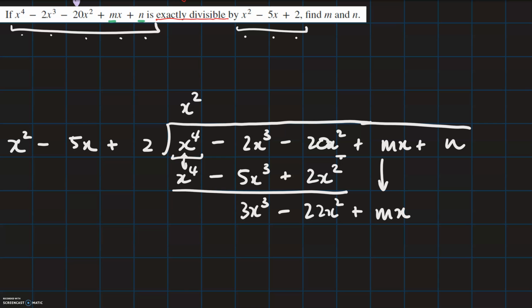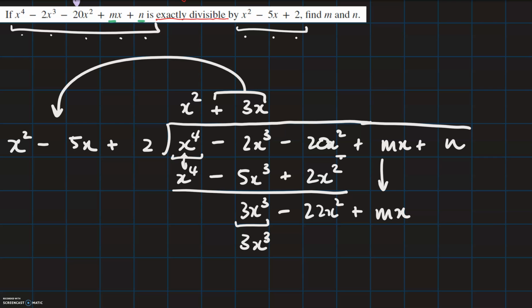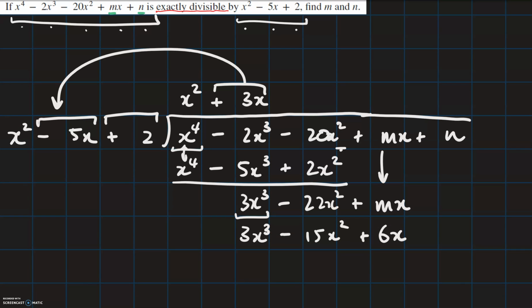Okay, cool. Look at the leading term again. 3x cubed. How many times does x squared go into 3x cubed? It goes into it 3x times. So I'm going to have 3x cubed when I multiply 3x with x squared. And let's do the same for the rest of the terms. Minus 15x squared plus 6x. And so negative 15x squared comes from 3x times this negative 5x. 6x comes from this 3x times positive 2. Okay, so that's that next part.